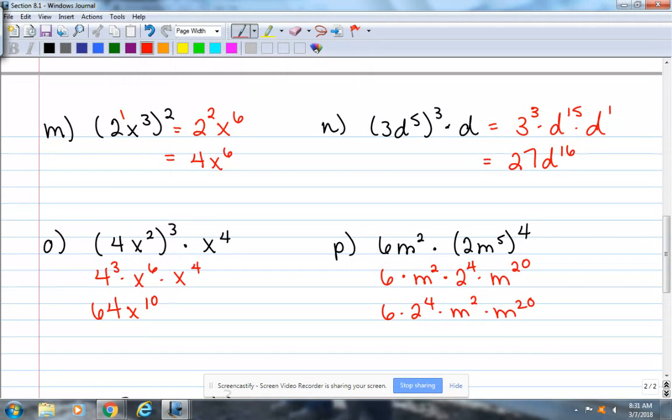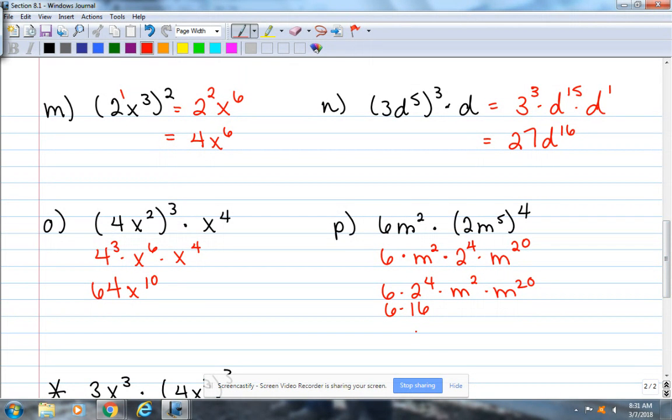Then I want to evaluate my number. What is 2 to the 4th power? 2 times itself 4 times. 16. So for my numbers, I have 6 times 16. Can somebody tell me what 6 times 16 is? 96. And what do we do with our m's? You add them and get m to the what? 22nd. Any questions?